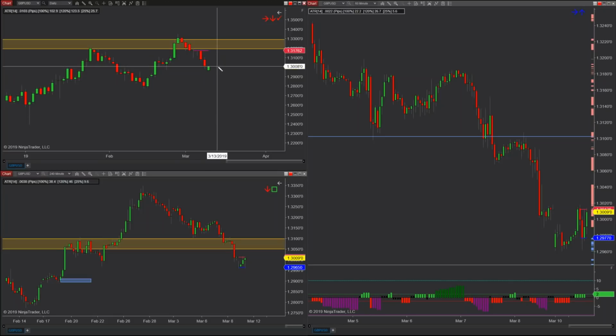Which we got from the top. This one is probably going to be 182. So very similar situation where price has now kind of buried itself, about 150, 160 pips from the top selling area to the bottom buying area.